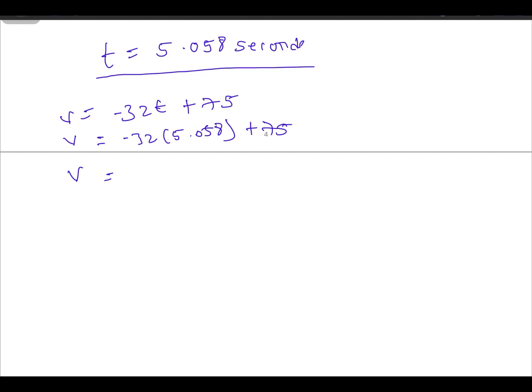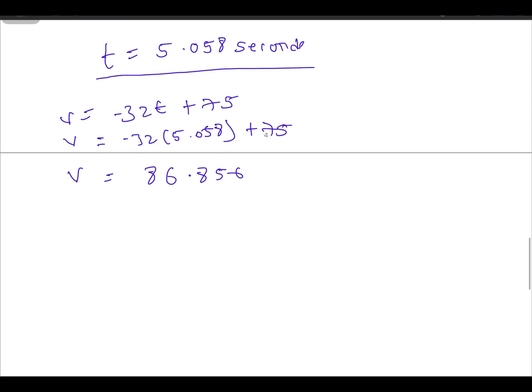That will be negative 86.856, and the velocity will be negative because it was actually decelerating. So you can say that the ball was decelerating at the rate of 86.856 feet per second.